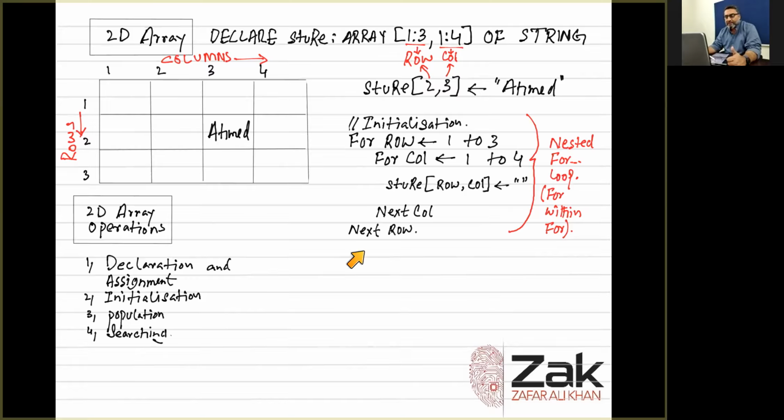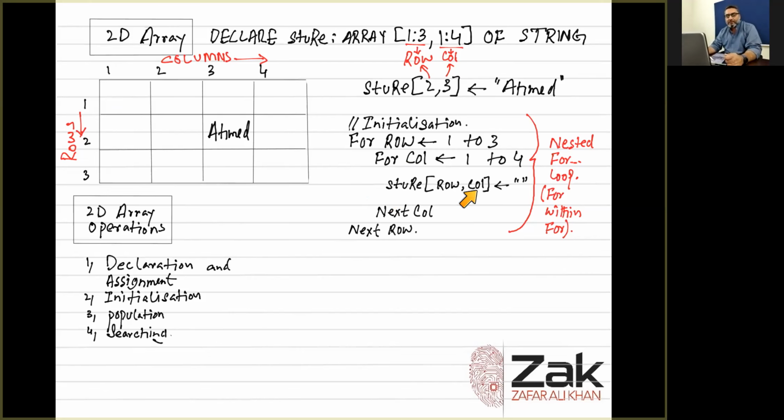In a nested loop, what happens is that the inside loop goes on in full for every outside loop. Means for every outer count, there is a complete cycle of inner count. So for every row, all columns will be initialized. So when the row is 1, column will be repeated from 1 to 4.